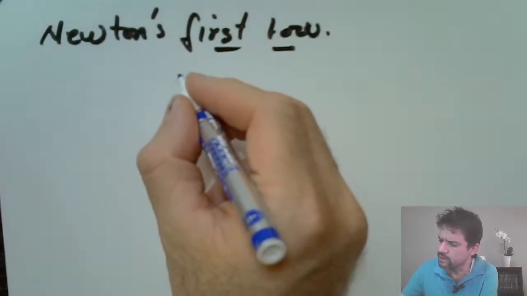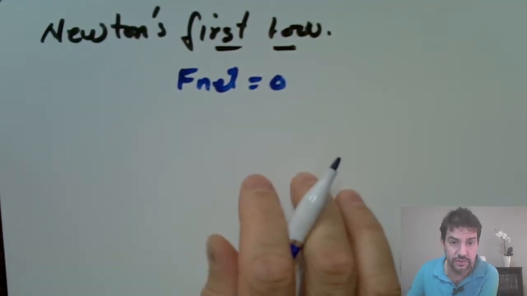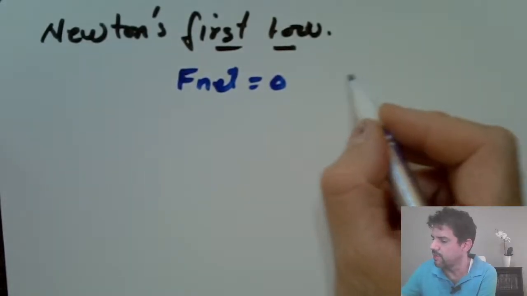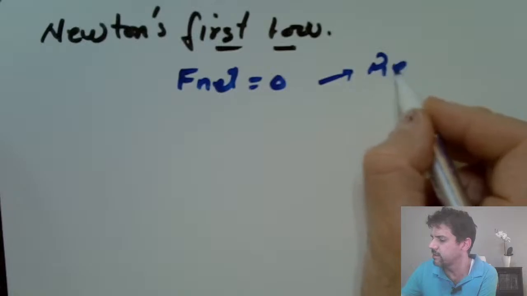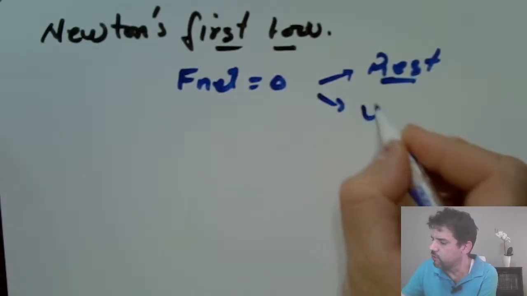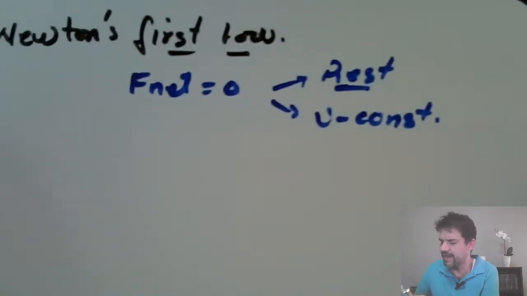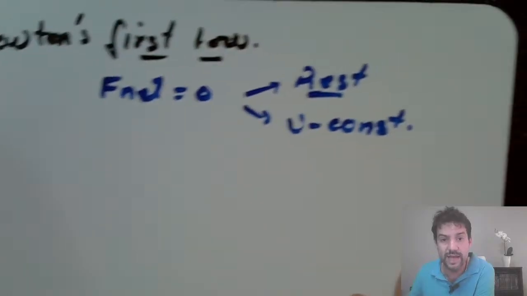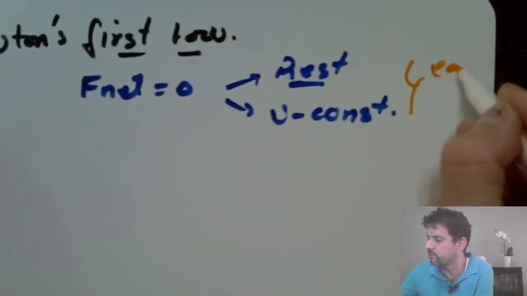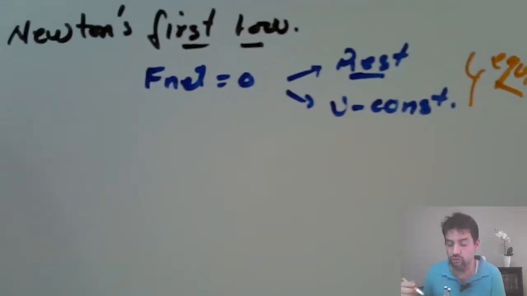When we, for example, have that F net is equal to 0, that is Newton's first law. If F net is equal to 0, then the object is at rest, which means it's not moving, or the velocity is constant. This is nothing other than equilibrium, and we've spoken about equilibrium before. This is what we call Newton's first law of motion.